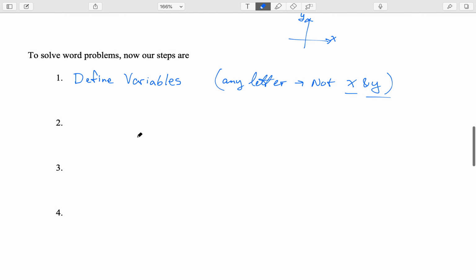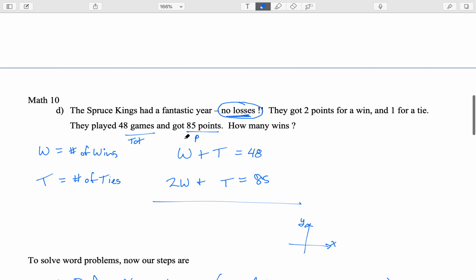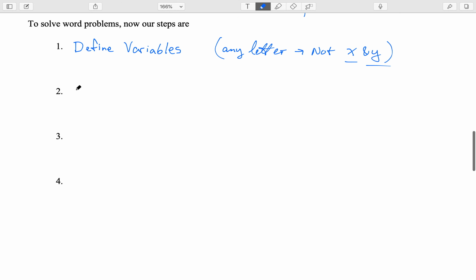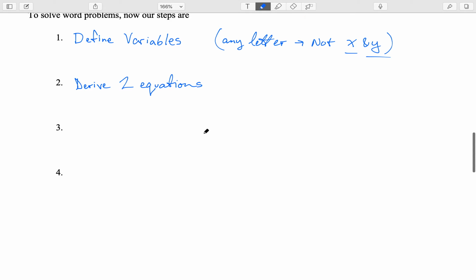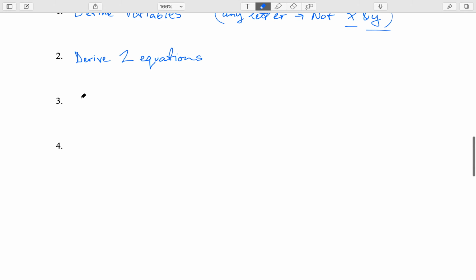Okay. So then, once I actually get my variables, I need my two equations. So I need to derive, in other words, figure out two different equations. Now the next step would normally be solve them. Well, how do we solve them? We solve by graphing.